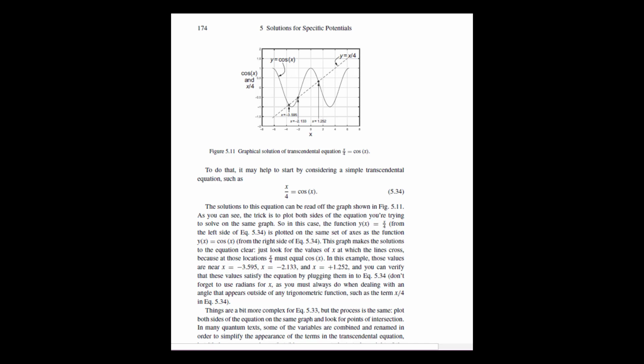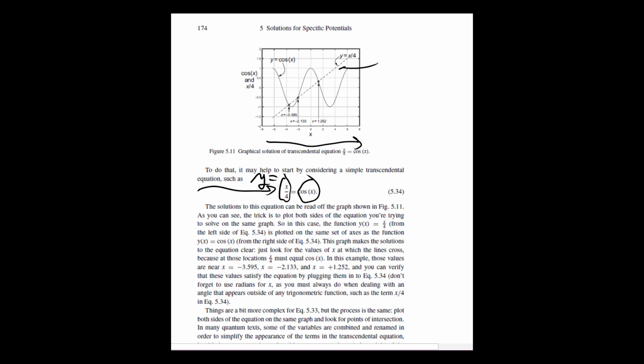If you're not familiar with graphical solution techniques, or if it's been a while since you've seen one, I've got a very simple example here. Here's a transcendental equation which says that x over 4 equals cosine of x, which you cannot solve analytically. But to solve it graphically, you simply plot both sides of the equation on the same set of axes. So we're going to make our horizontal axis x, and we're going to make our vertical axis, if you will, the y dimension. First, we're going to set y equal to x over 4 and plot that.